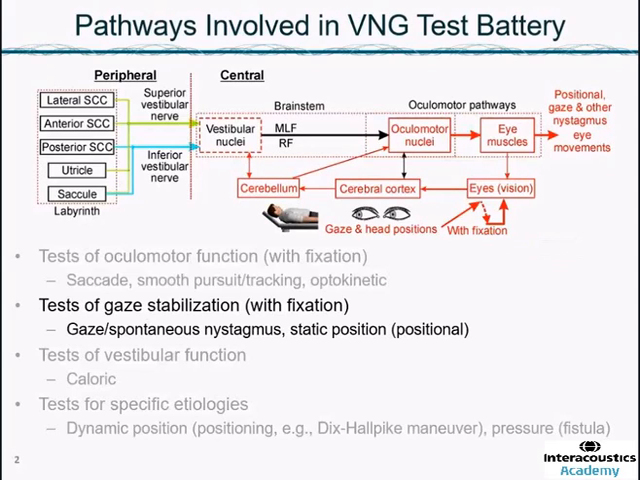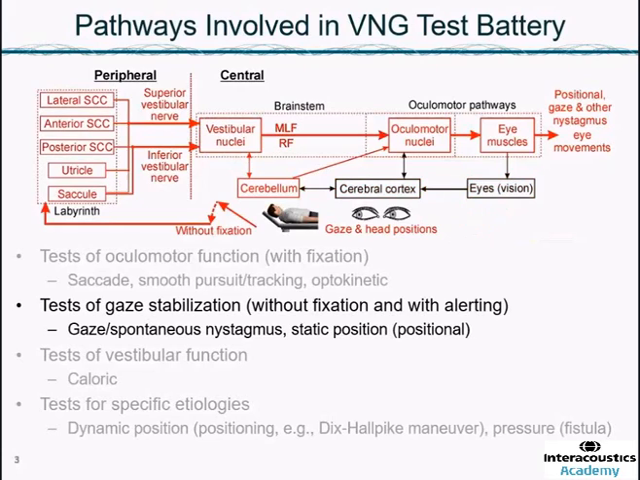So as you can see, the boxes in red are primarily in the central portion of the vestibular pathways. In general, if you have an abnormality in the gaze stabilization test with fixation, it usually means it's a central abnormality, which we're going to discuss today. On the other hand, if you don't allow fixation, many of the pathways, including the peripheral pathways here, are involved in the gaze stabilization test without fixation.